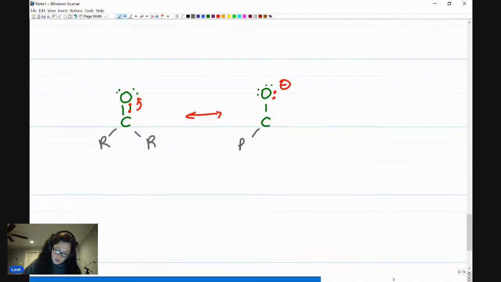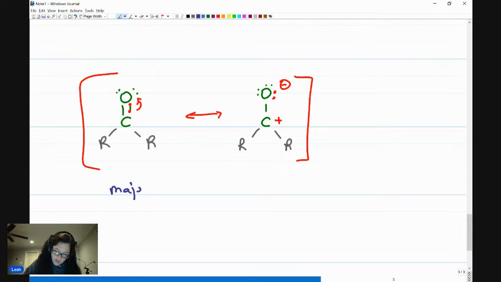This was a ketone because I had 2 R groups. Carbon now only has 3 bonds. Here it has 4. That means it has an incomplete octet. It's not very stable. And it gets a carbocation because it's missing a bond. These are 2 contributing resonance structures where the major is the one that has no charges. Charges are not ideal. And the minor has a separation of charge.